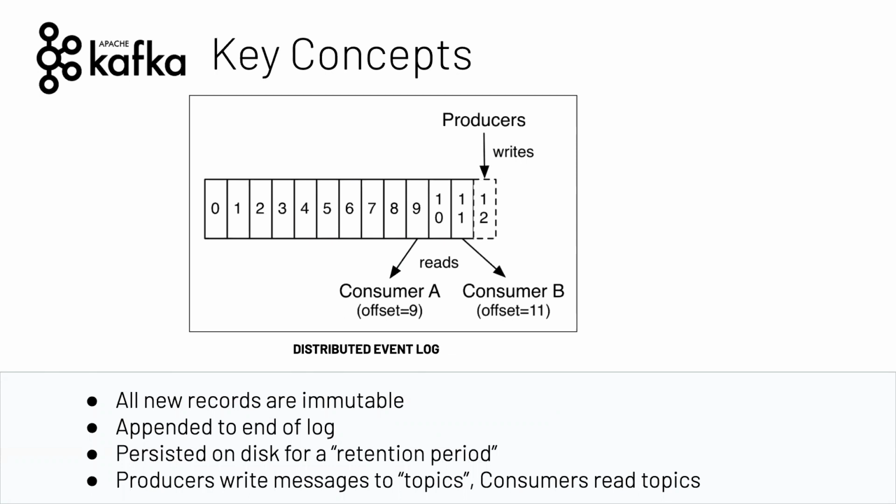Kafka is an open-source publish-subscribe messaging system. In Kafka, producers are publishers or senders of messages, and consumers are subscribers or receivers of messages from topics.